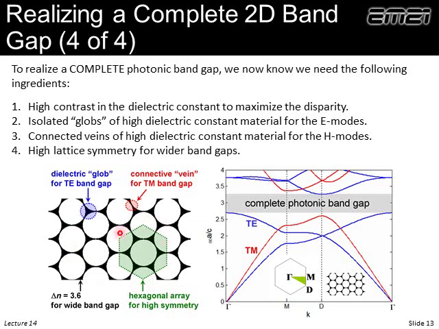Well, if we do all this together and give it nice high index contrast, what we see is that we have a complete band gap. So all frequencies, all polarizations in that band are not allowed. They will reflect. They will be cut off. And so that's the rule of thumb for realizing a band gap. High symmetry, dielectric globs, connected with vanes.